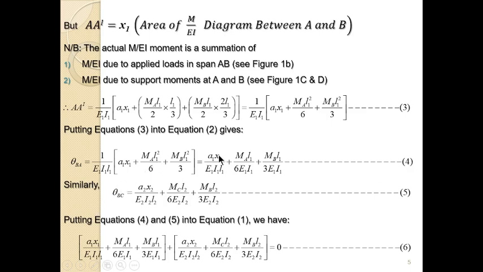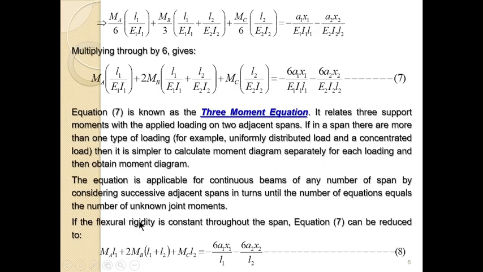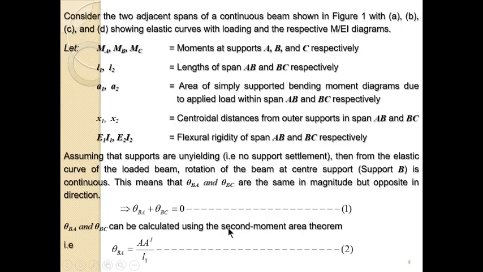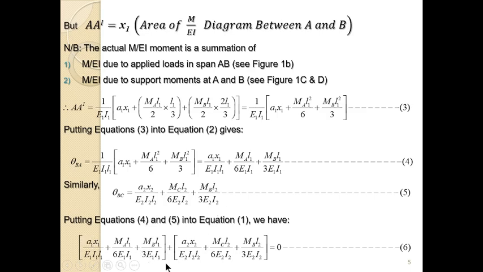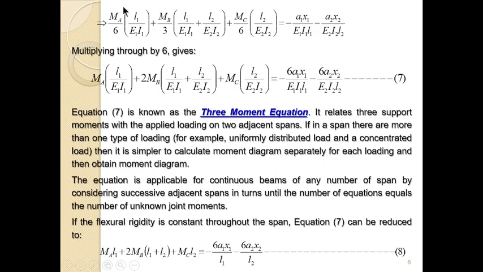Now, similarly, if we do the whole process again for span BC, we will have something like this. This is the equivalent of this bit for span BC. Let's call that equation 5. And then we put equation 4 and equation 5 into equation 1. Equation 1 is that θ_BA plus θ_BC equals 0. So we say this is θ_BA plus θ_BC, and we equate it to 0. That gives us equation 6. If we simplify it, this is what we will have.